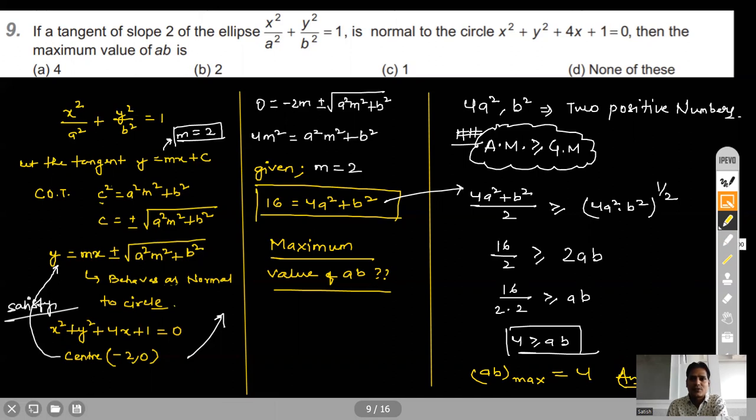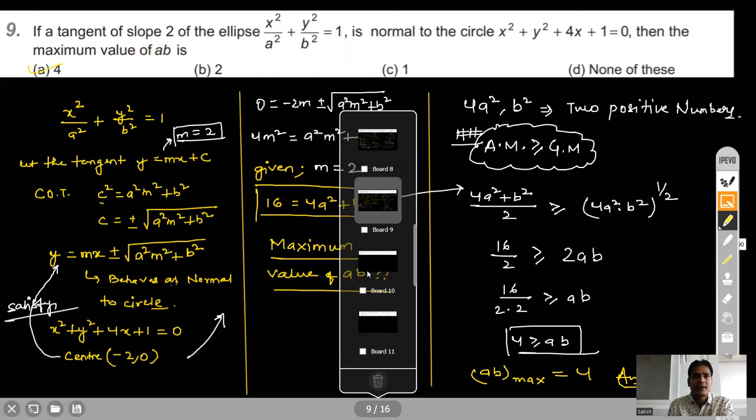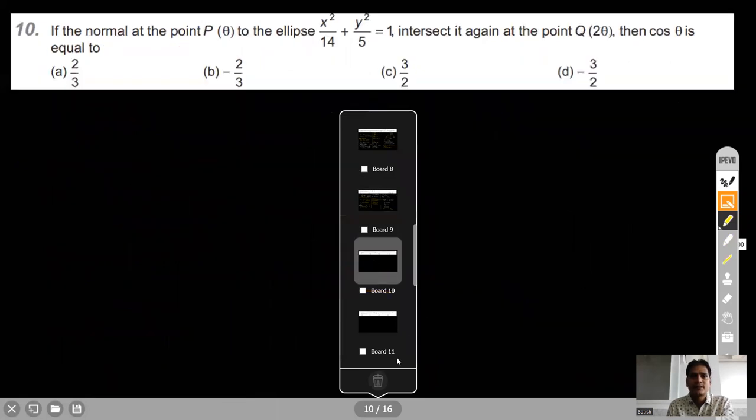Right? So a very nice question in coordinate geometry; in this chapter we are using this property also. So normally JEE also asks questions based on this AM-GM inequality. So it's a very important concept. You should practice these types of questions, right? So what can we say? The maximum value of ab is 4, right? So this is our question number 9. We are done with that, right?